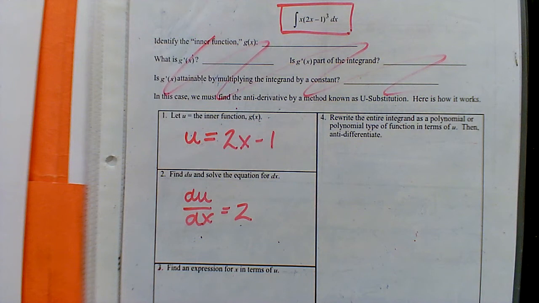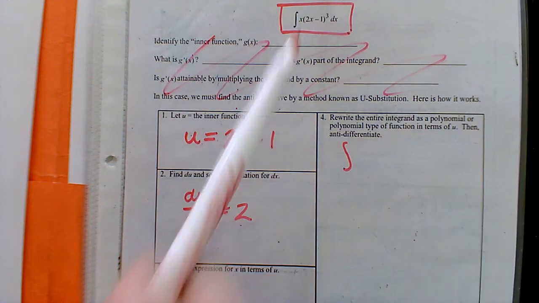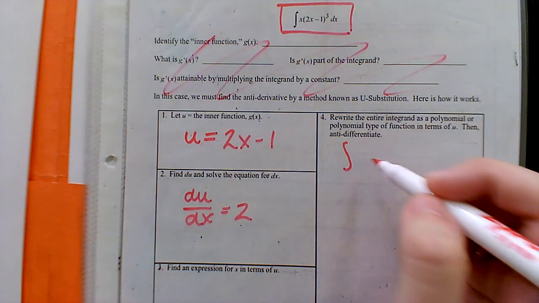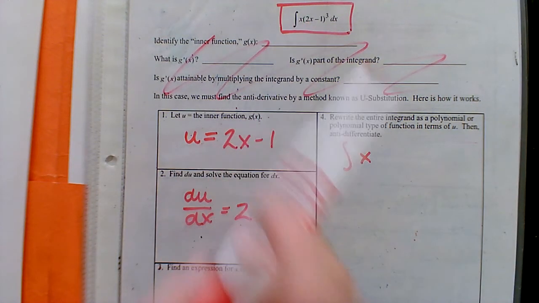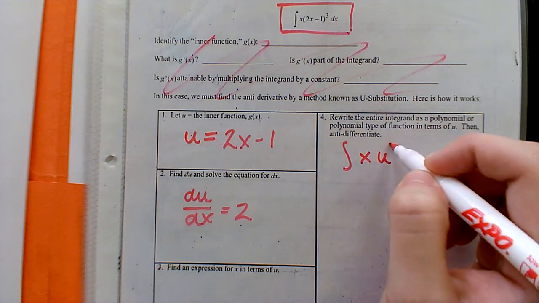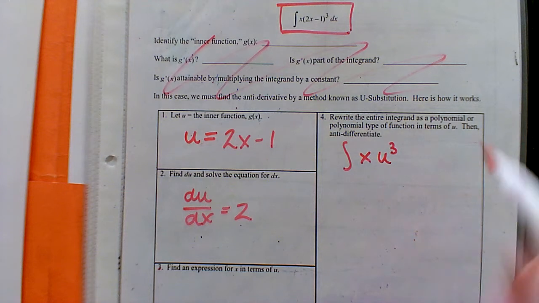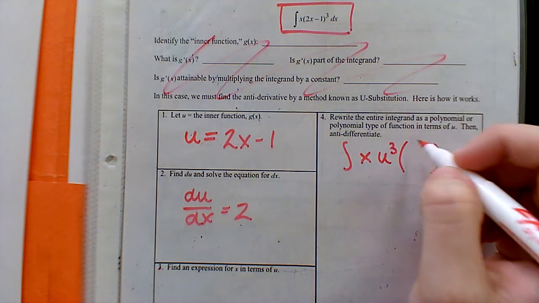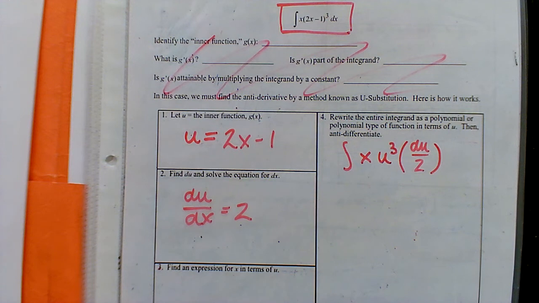All right, if this were like any other problem, we're going to rewrite the integral. So we have that x out front, and we're going to replace the 2x minus 1 with a u. And that needs to be to the 3rd power. Let's go ahead and replace the dx on the end. That would be du over 2. Right? That's everything we've been doing in all the other examples. The same process all the way through.